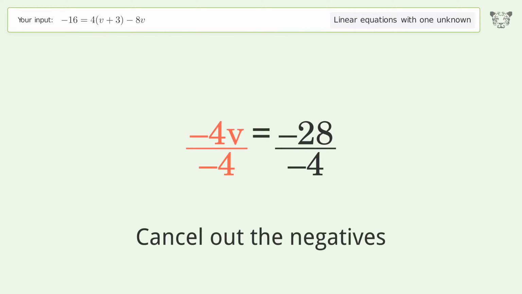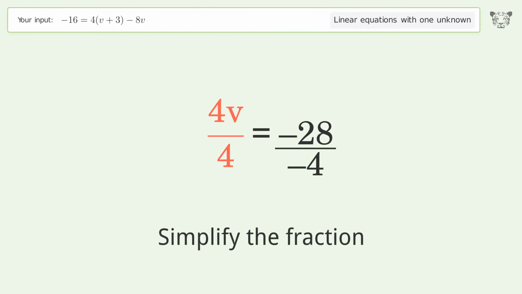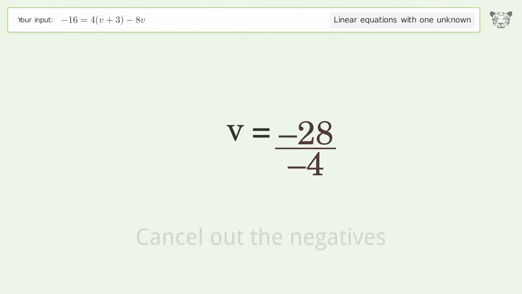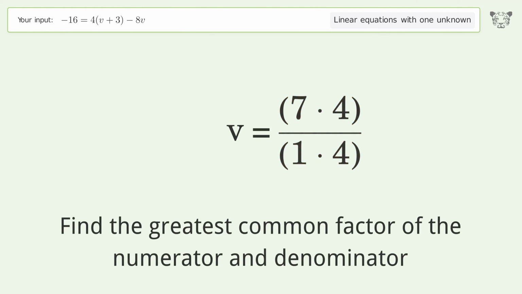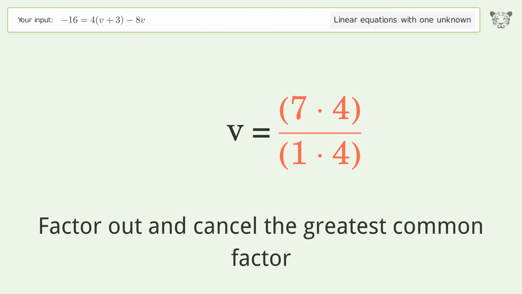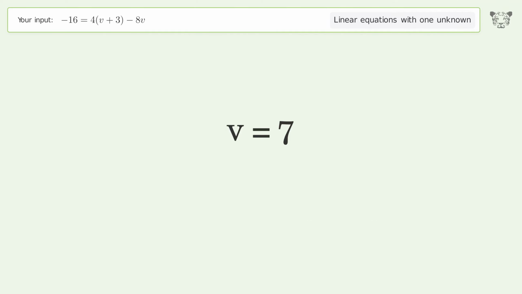Cancel out the negatives. Simplify the fraction. Cancel out the negatives. Find the greatest common factor of the numerator and denominator. Factor out and cancel the greatest common factor. And so the final result is v equals 7.